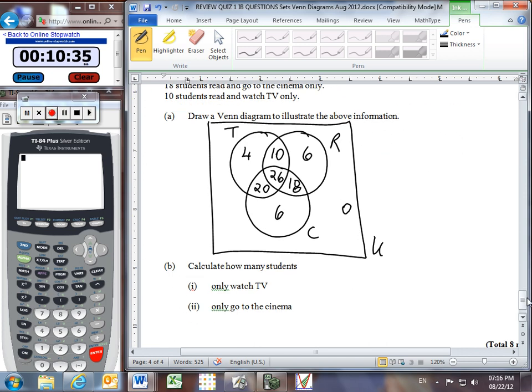So now we can use this Venn diagram to answer these questions. How many students only watch TV? Well, it must be those 4. Only go to the cinema? Well, it must be those 6. Oops.